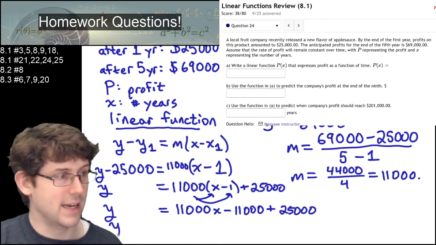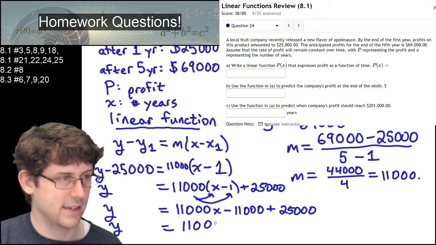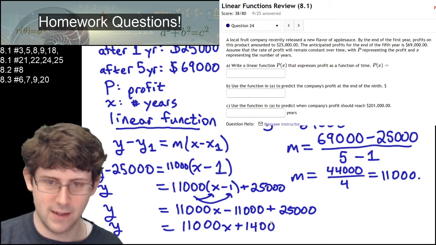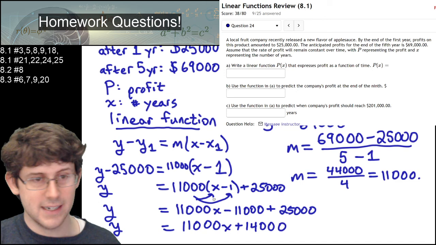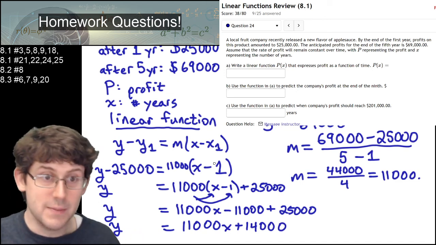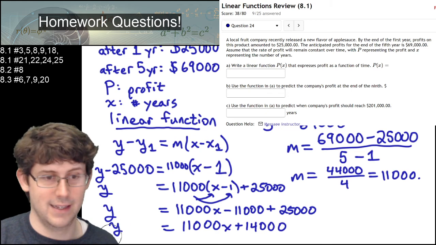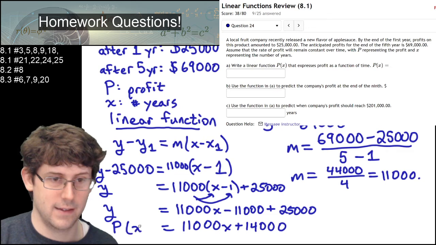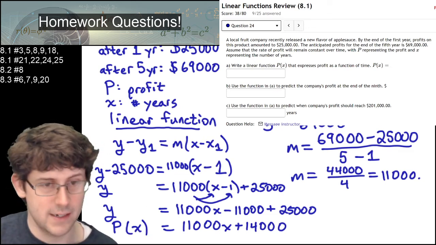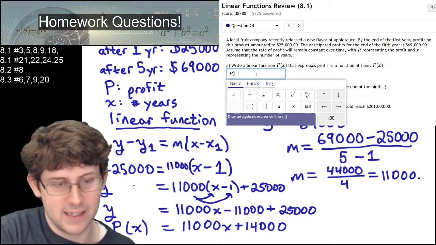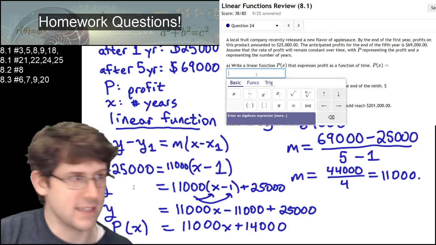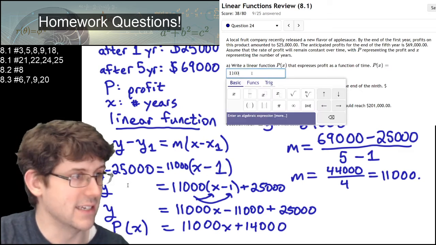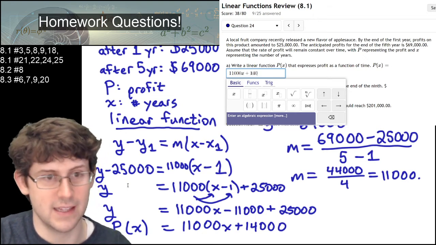And I have y is 11,000x minus 11 plus 25, that's plus 14. At the end here, I realize, wait, the output was supposed to be called P. So I'll say, oh, whoops. I'll call this P of X. So let's type in this answer. The linear function P of X equals, wait, P of X equals is actually already written here, just like on the original line for me. So the only part of the answer I need is 11,000x plus 14,000.